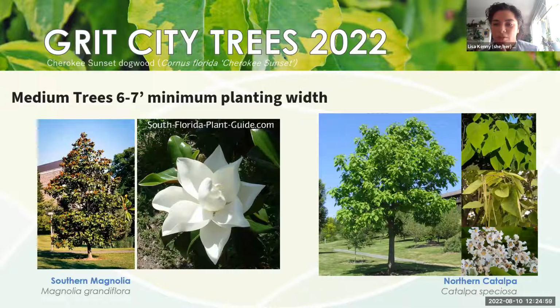Then we have the northern catalpa tree. Some people call it a cigar tree. It's got a couple of different other common names, but this tree is an ornamental shade tree and it produces, you'll see the flowers here, they're kind of in clusters.